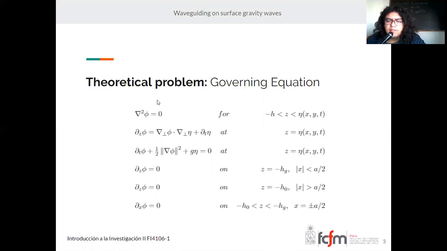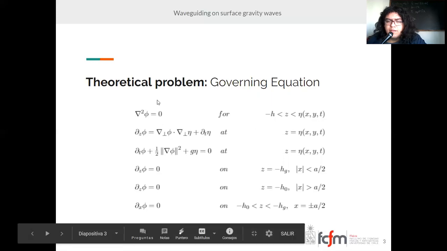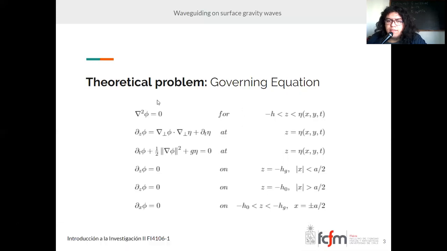For example, this is the depth of the water over the waveguide. This is the depth of the water outside of the waveguide. This A is the width of the waveguide, and g is the acceleration of gravity. So we have this principal PDE for the velocity potential phi that is valid for all z between the bottom and the water surface.